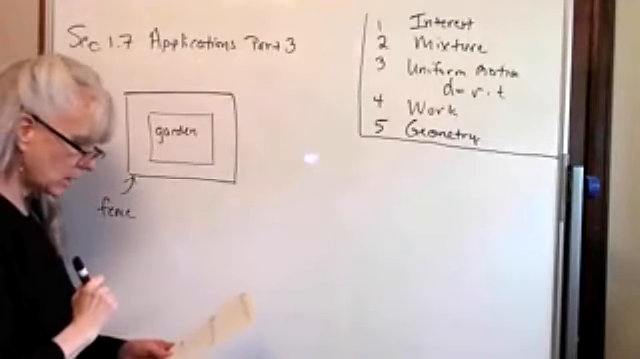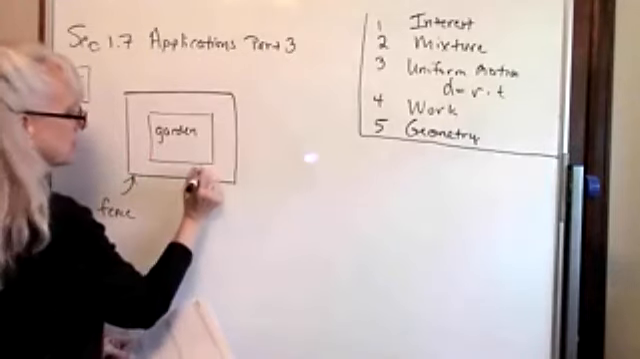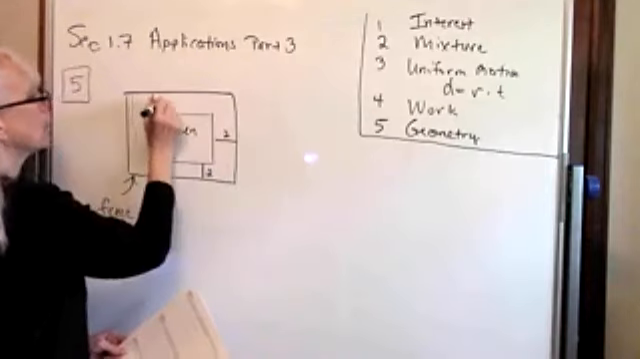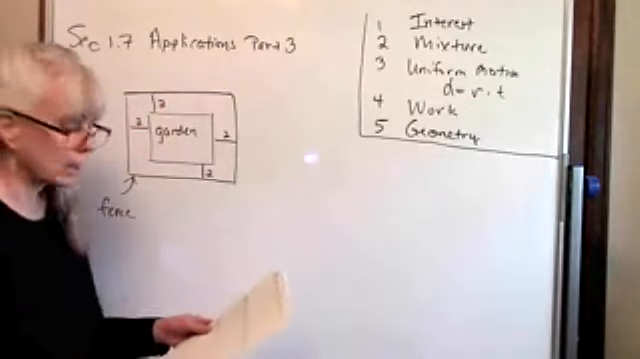And I know that the border between the garden and the fencing is 2 feet. So this is 2 feet sitting in here. This is 2 feet sitting here. We've got 2 over here and 2. So it's 2 feet all the way around. That's how you can maneuver in the garden.